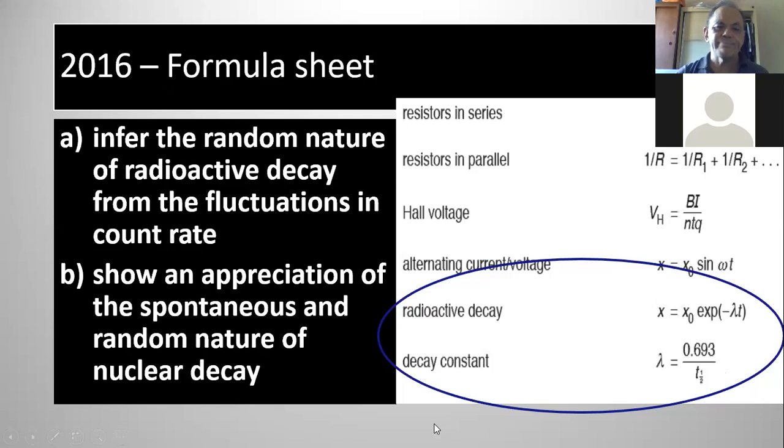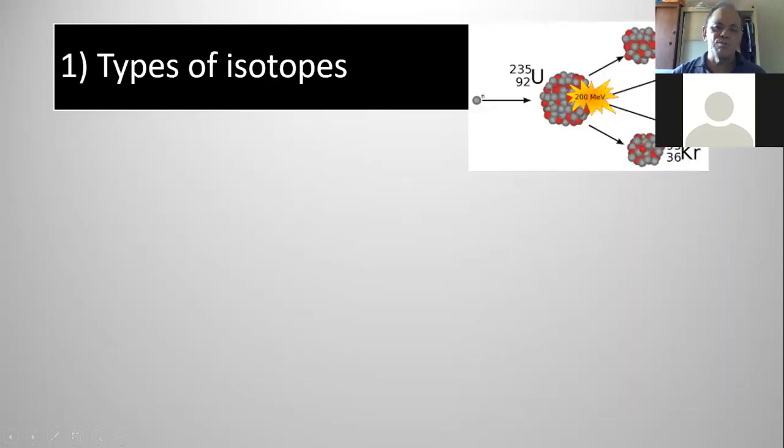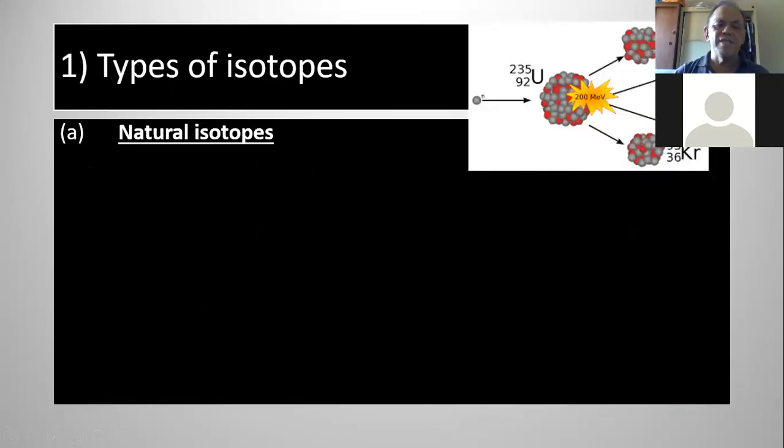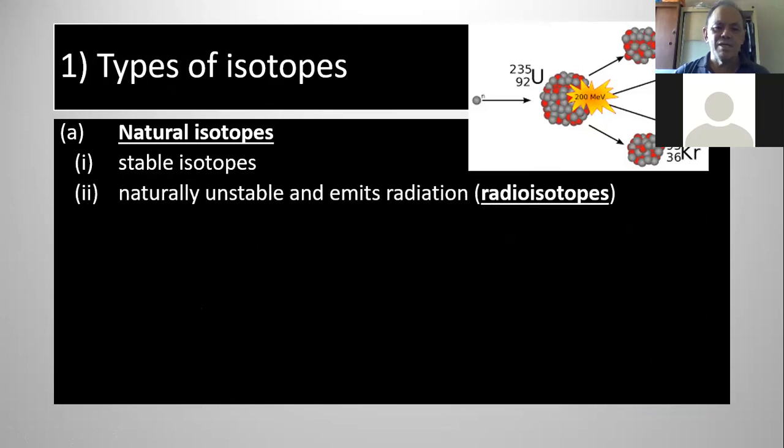Types of isotopes. You have natural isotopes, that is, they will be there in nature, and they can be stable or naturally unstable. If it's unstable, it emits radiation. We call that radioisotopes.